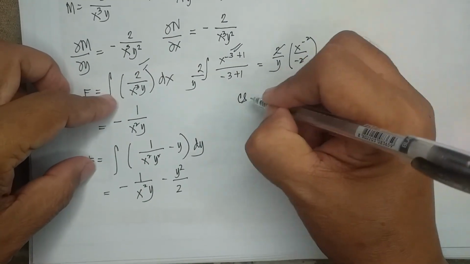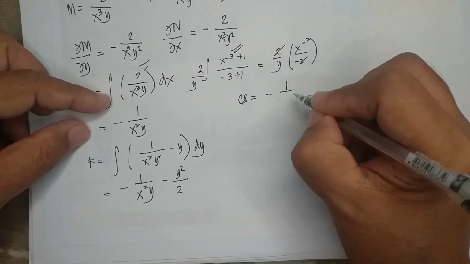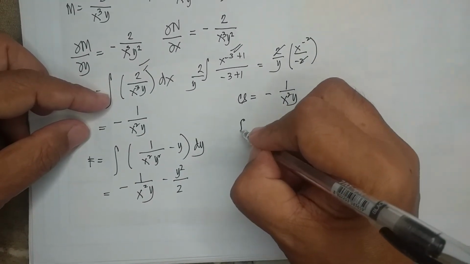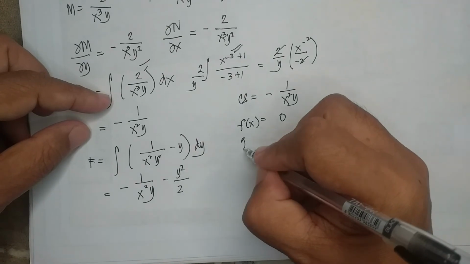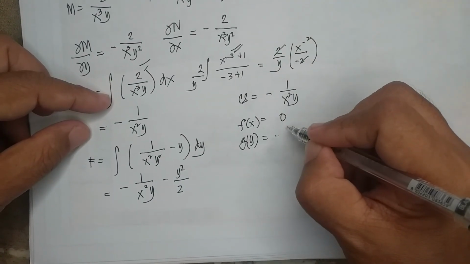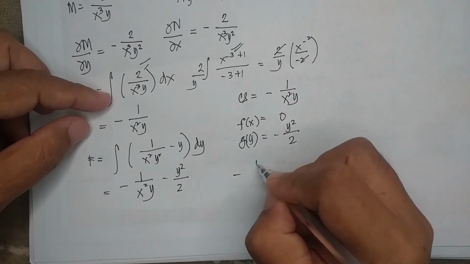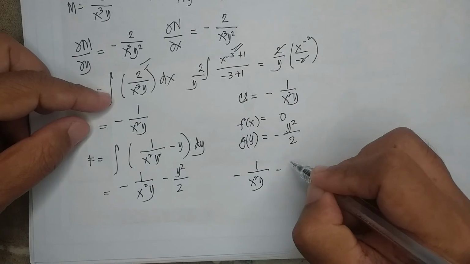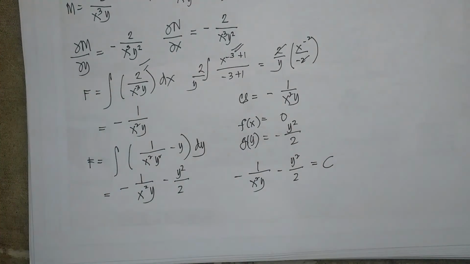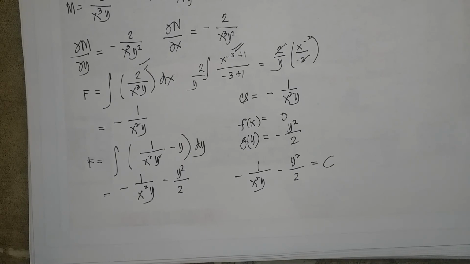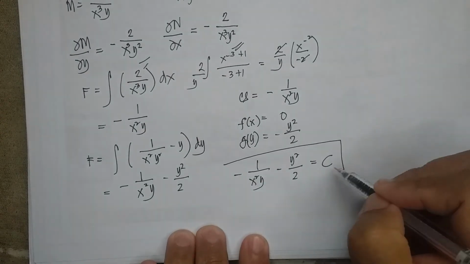The common solution is negative 1 over x squared y. The function of x is 0. The function of y is equal to negative y squared over 2. Your solution, therefore, is negative 1 over x squared y minus y squared over 2 is equal to C. Okay, let's see if the answer is correct. So we have negative 1 over x squared y minus y squared over 2 is equal to C. This is now the solution for problem number 3.